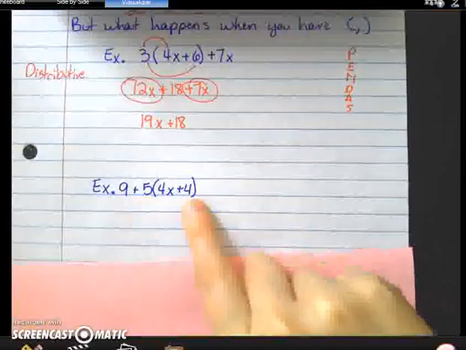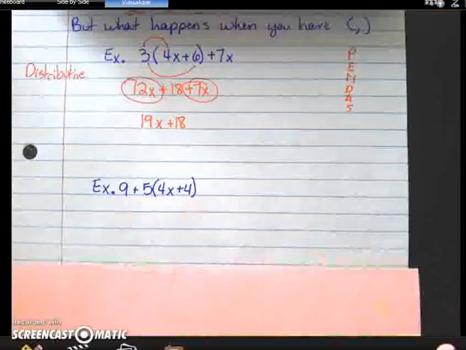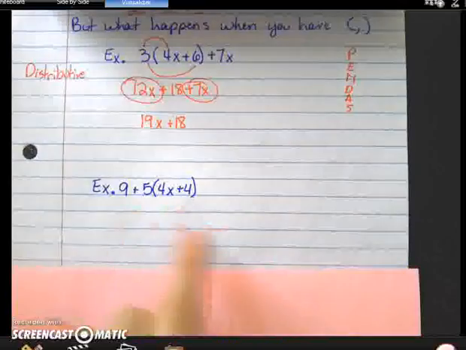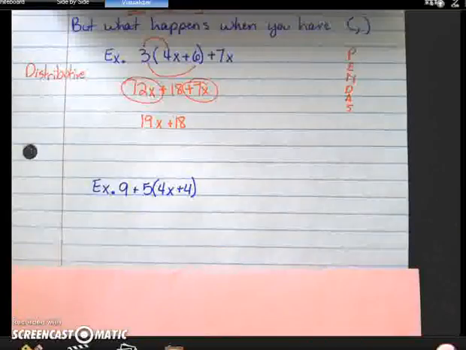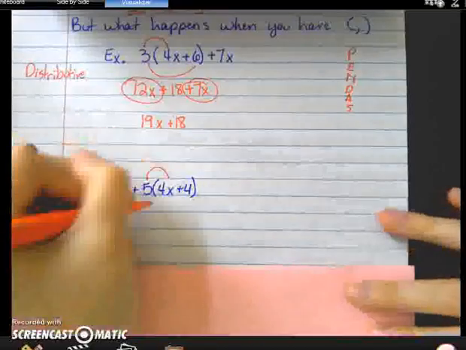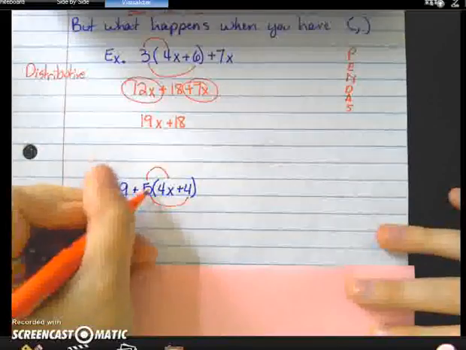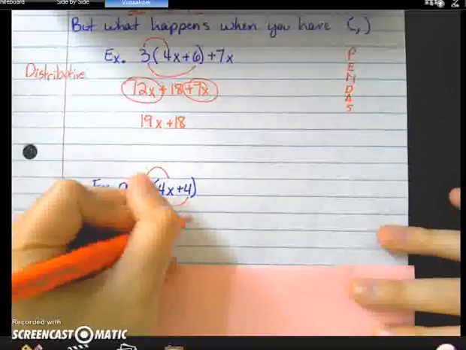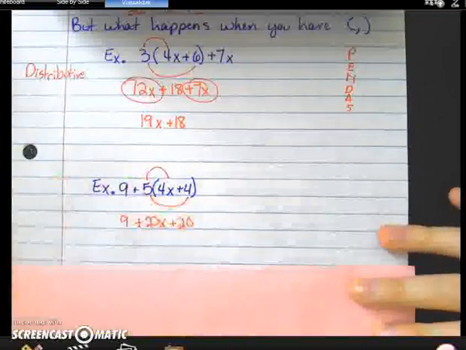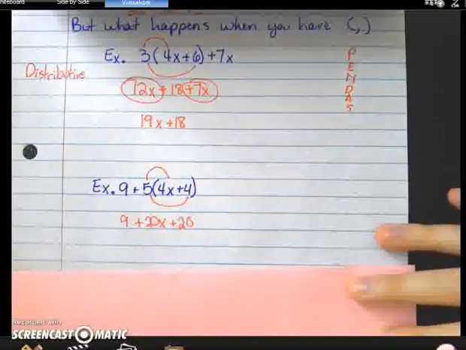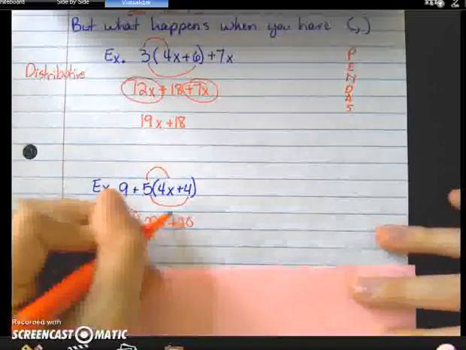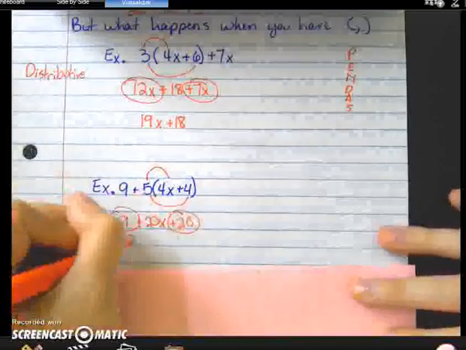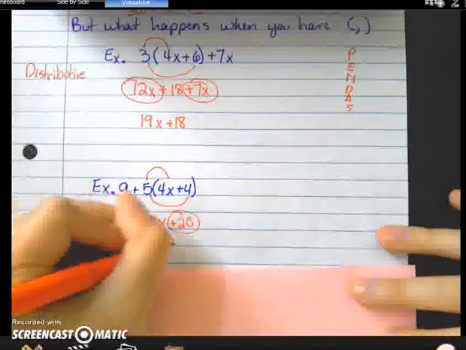Again, here we have 9 plus 5 times 4x plus 4. We're noticing that we really want to be able to combine some like terms and make this more simplified, but we can't because things are stuck inside the parentheses. So again, we're going to use the distributive property. That means I'm going to multiply 5 times 4x, which is 20x, and 5 times 4, which is 20. So 9 plus 20x plus 20, because I brought down my 9. Now my like terms are 9 and 20. 9 and 20 is 29. So this becomes 29 plus 20x.